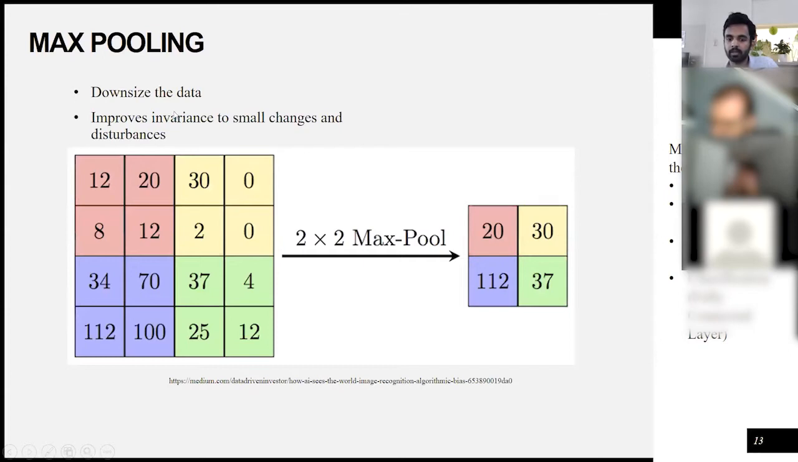The third element is called max pooling. Now, what does max pooling do? It finds the maximum value in an area that you're looking at. For example, here it's 20 and the other one it's 30. It basically downsizes the data. It also helps to improve translation invariance. So if there's a slight shift in the data between images, it sort of accounts for that. That's the main reason why we use max pooling.